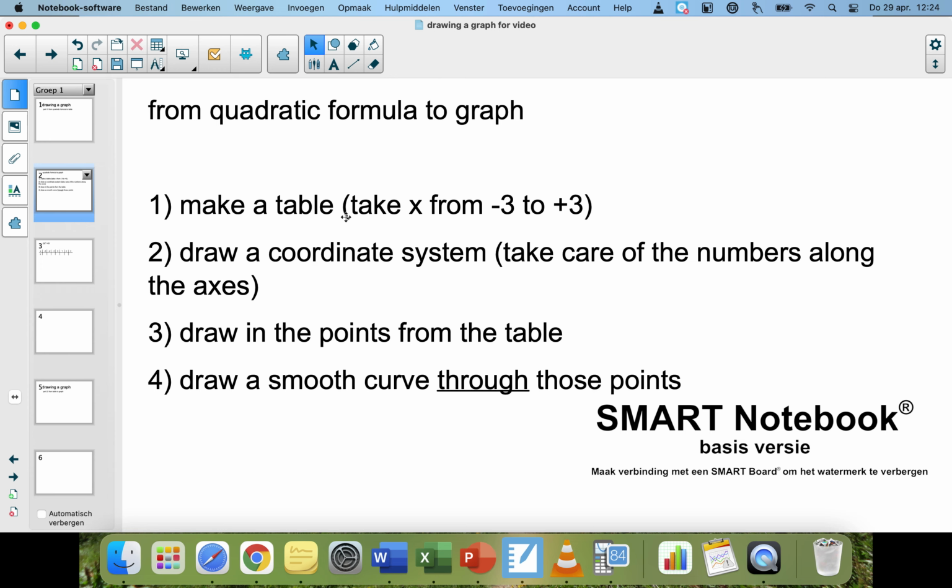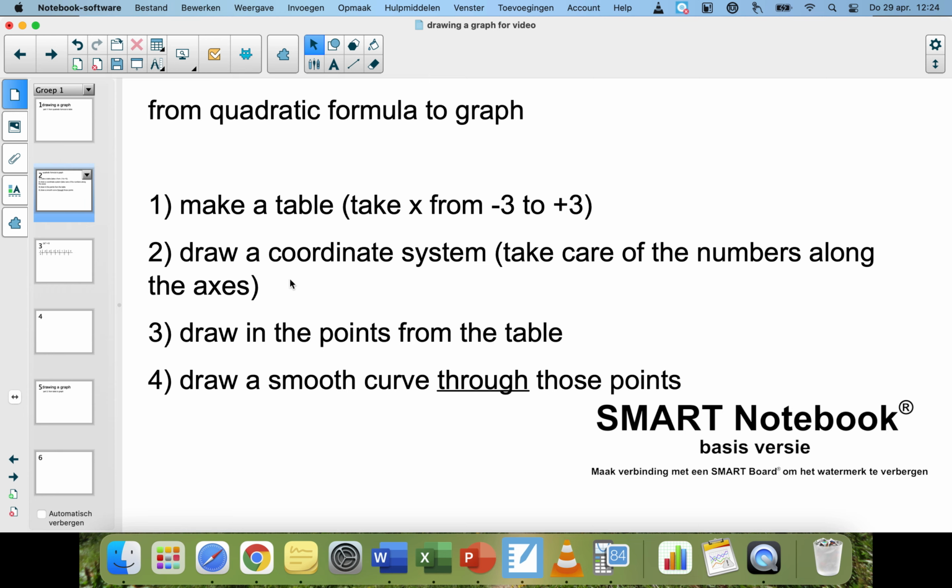After we've made the table, we can draw a coordinate system, and we need to take care of the numbers along the axis. So we need to look at the results in the table. In the coordinate system, we can draw the points we get from the table, and after we have done that, we can draw a smooth curve. If it's a quadratic formula, it's always going to be a smooth curve, no straight lines, through those points, so it doesn't stop at the points we calculate.